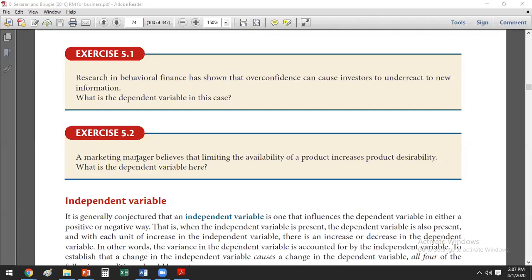Next question is exercise 5.2. A marketing manager believes that limiting the availability of a product increases product desirability. What is the dependent variable here? Now you tell me. Since it is quite clear to you, let me know the answer. Which thing is causing what? Whatever thing is causing is called the independent variable. Whichever is caused, or is changing due to the independent variable, is the dependent variable. So which thing is being changed due to something?